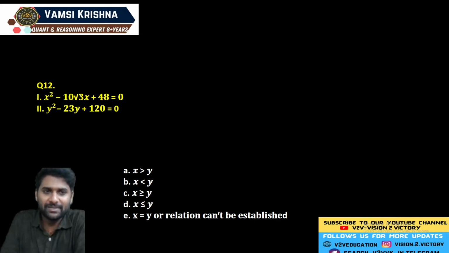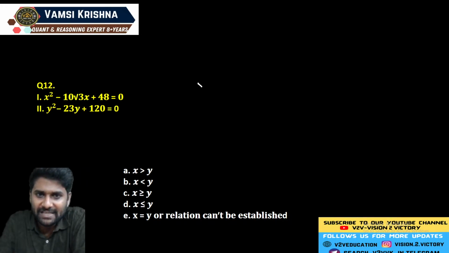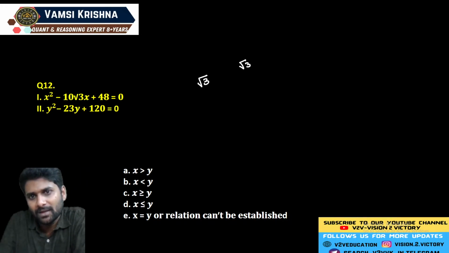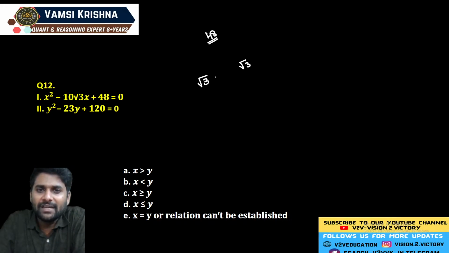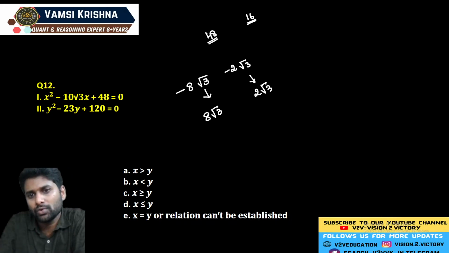Guys, we have 10 root 3. Let me tell you, if you want to find the roots for any under root values, first take that value, root 3 and root 3. If root 3 is multiplied by another root 3, the resultant is 3 itself only. We need a resultant of 48. So what is the possibility for 48? If root 3 times root 3 is 3, then 3 times 16 becomes 48. Just find the roots for 16, so 4 times 4. So here the initial roots are minus 8 root 3 and minus 2 root 3. So the final roots are plus 8 root 3 and 2 root 3.